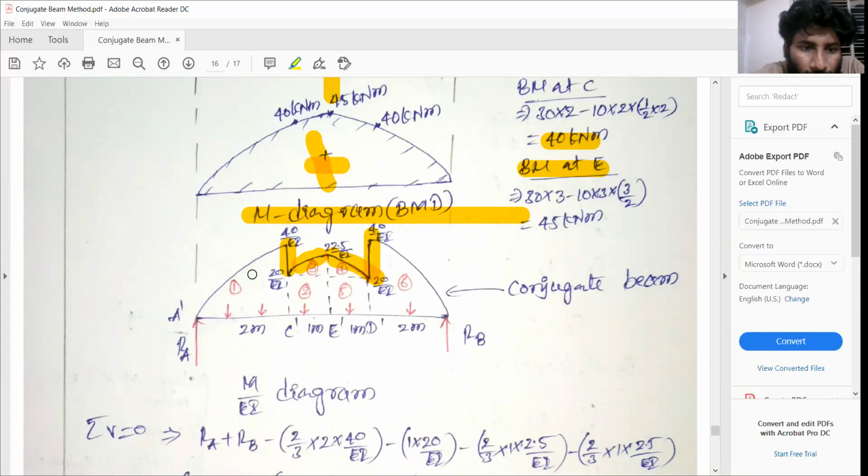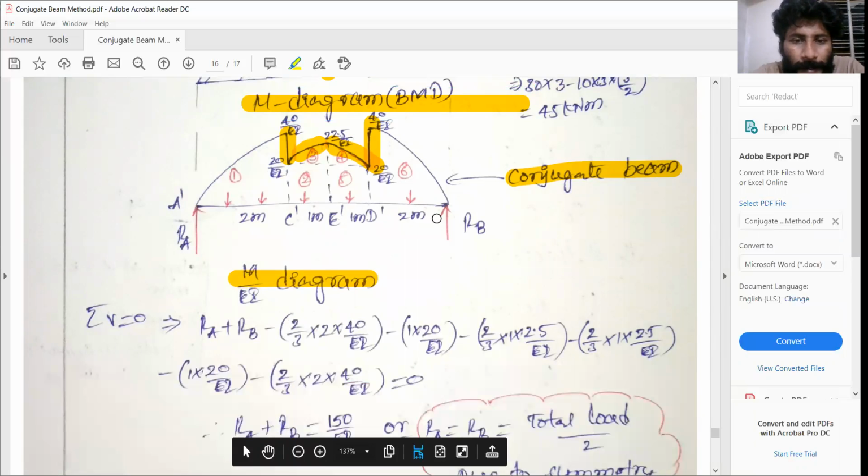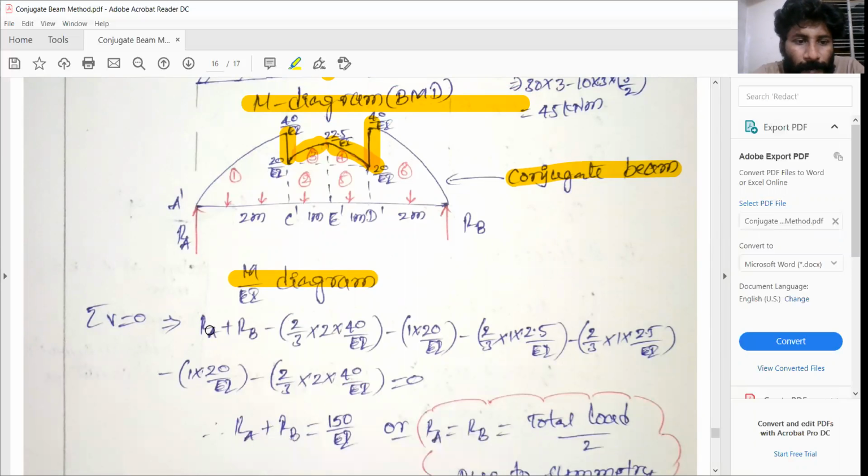So again I have taken many small areas here. One is the parabola here, one rectangular here, again one more parabola here, and the other side is symmetrical with respect to this section E. This is called the M by EI diagram. So we have to find the reactions in the conjugate beam, that summation V is equal to 0.